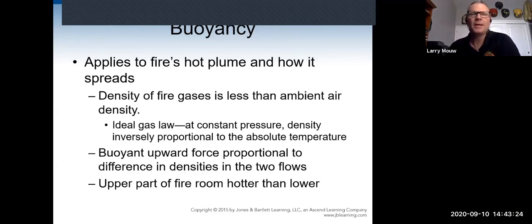This applies to a fire's hot plume and how it spreads. The density of the fire gases is less than the ambient air around. Because of the ideal gas law, at a constant pressure, density is inversely proportional to the absolute temperature. So because the density of those fire gases is less than the ambient air around them, they start to rise. The buoyant upward force is proportional to the difference in the densities of the two flows. So how much it is going to rise and how fast it's going to go up is based on the difference between the density of the smoke and the density of the ambient air around it. That's where we find that the upper part of a fire room is usually much hotter than the lower portions.